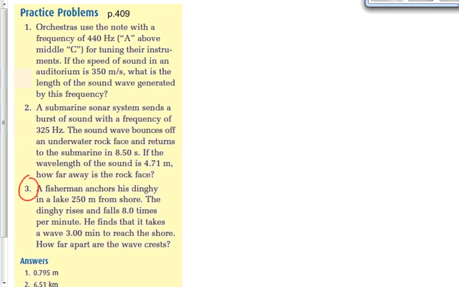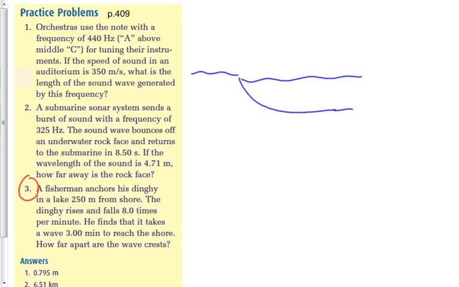Number 3 says a fisherman anchors his dinghy, his little boat, in a lake 250 meters from the shore. Let's draw this. Here's the shore, and there's the water, and he's anchoring his little boat a distance of 250 meters from the shore. The dinghy rises and falls 8 times per minute.